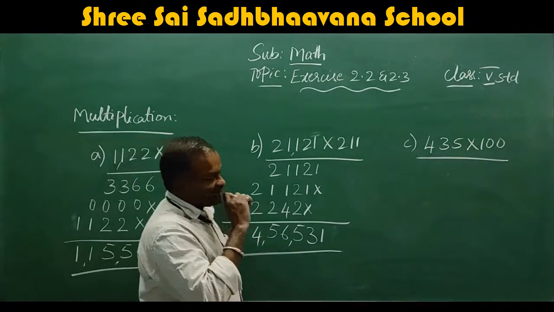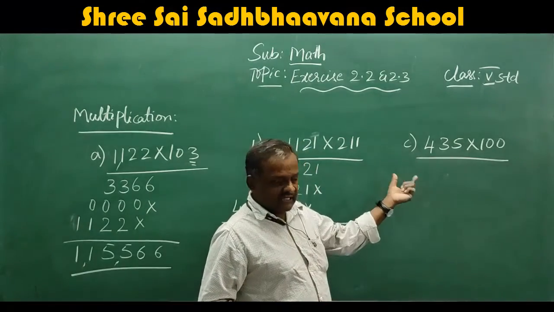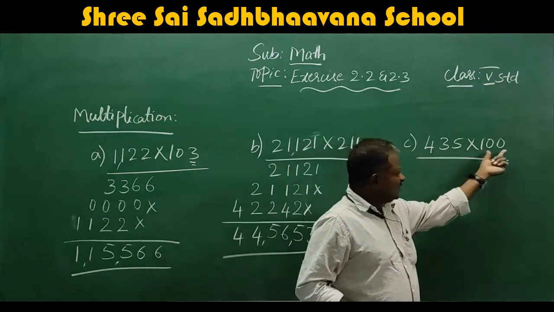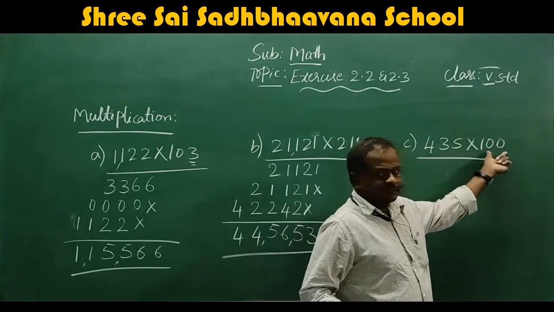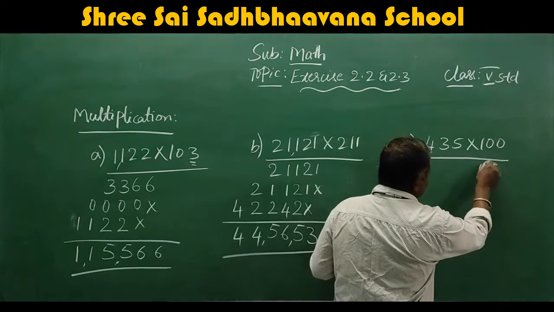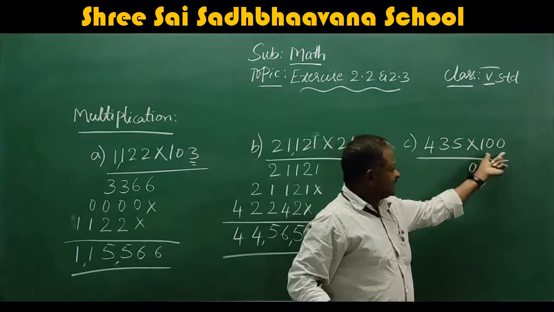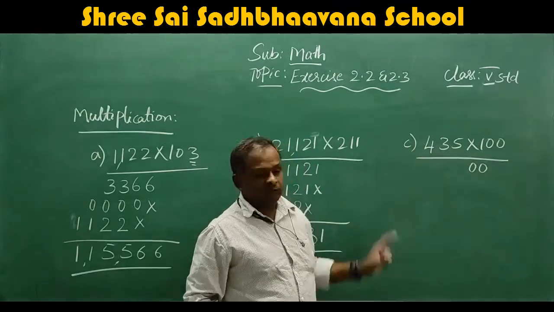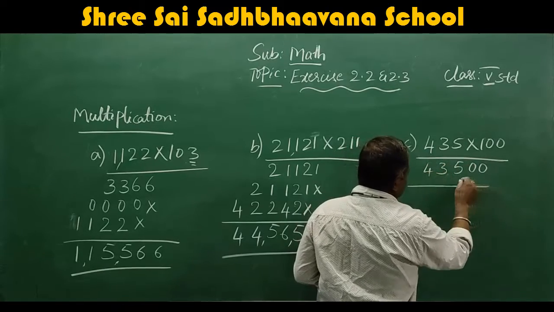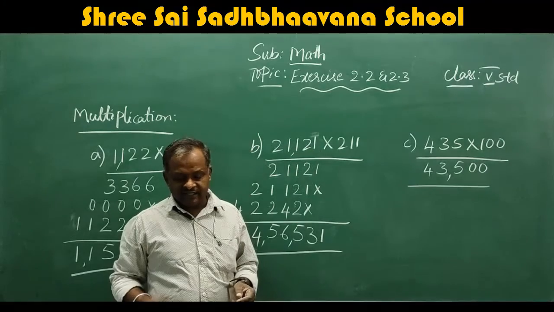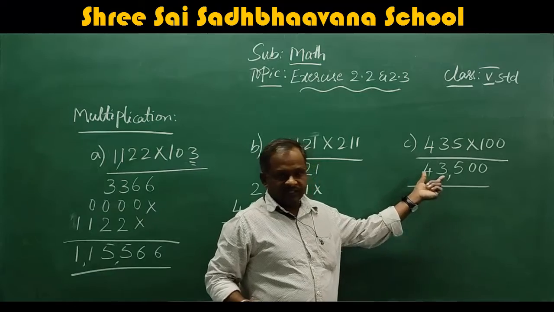Next come to here. 435 into 100. It is very easy how to do. So no need to multiply by zeros always. If the zeros come first, what you have to do? Write down the zeros. How many zeros are there? 2 zeros. Write down these 2 zeros. Next multiply by 1. 1 fives are 5, 1 threes are 3, 1 fours are 4. That's all. This is 43,500. Okay, 43,500 is what they have given. That is the answer.